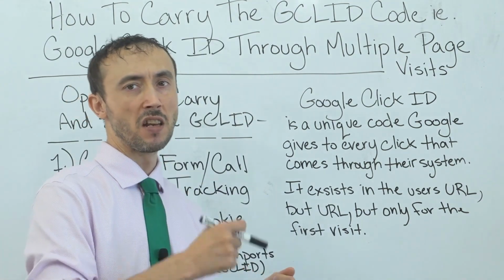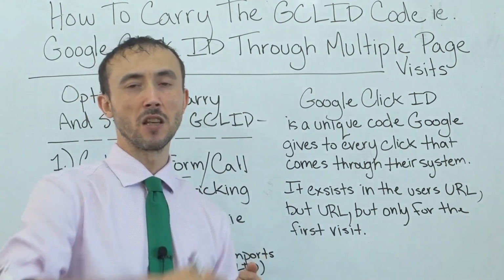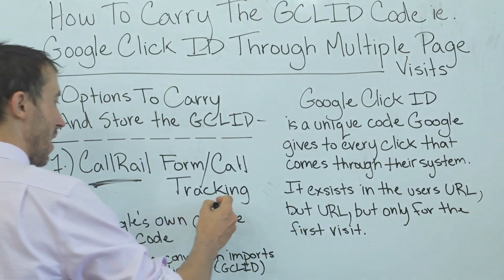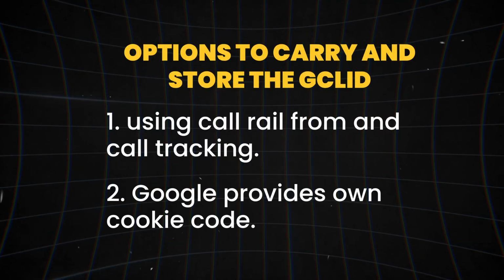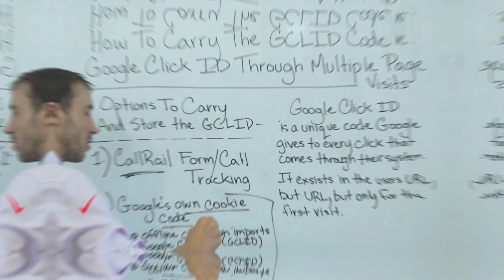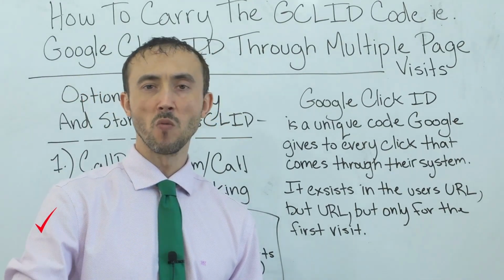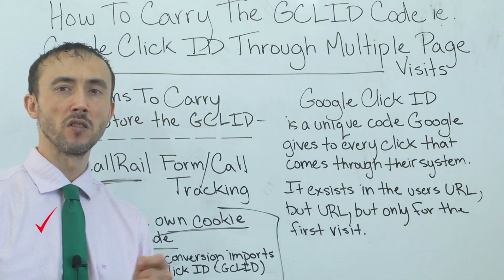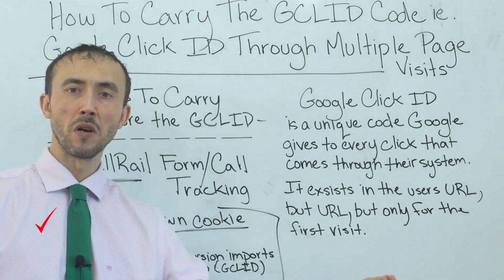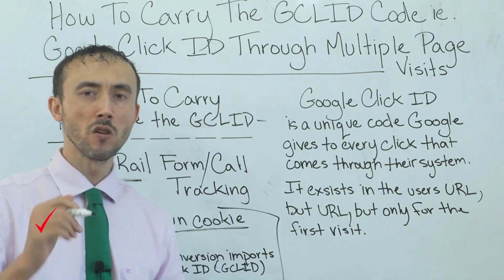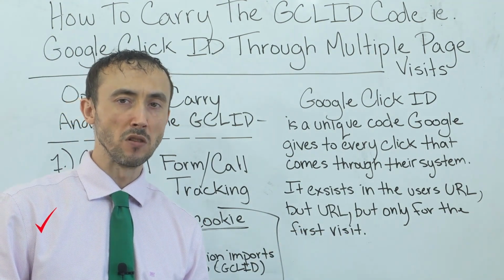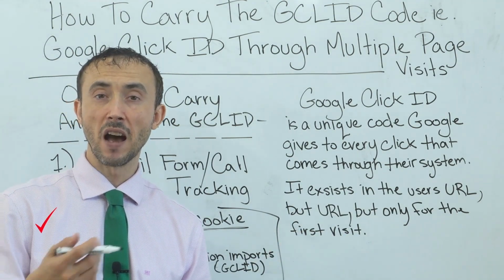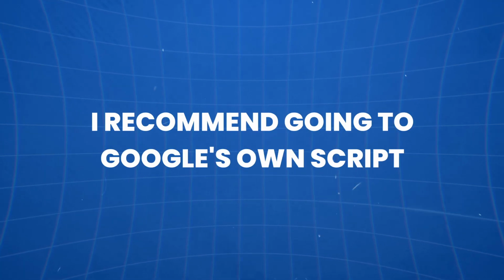But you're going to spend money now, if you're not a programmer, to get this implemented the manual way, which is the second way you can do this. Google provides its own cookie code to drop on your webpage. So if they visit more than one page on your site, the Google Click ID will still be there inside your form details for your hidden form field that's meant to pick up the Google Click ID. So you could make your own script, by the way, that would do this. And there's other scripts out there, but I would recommend you just go with Google's own script in order to do this.